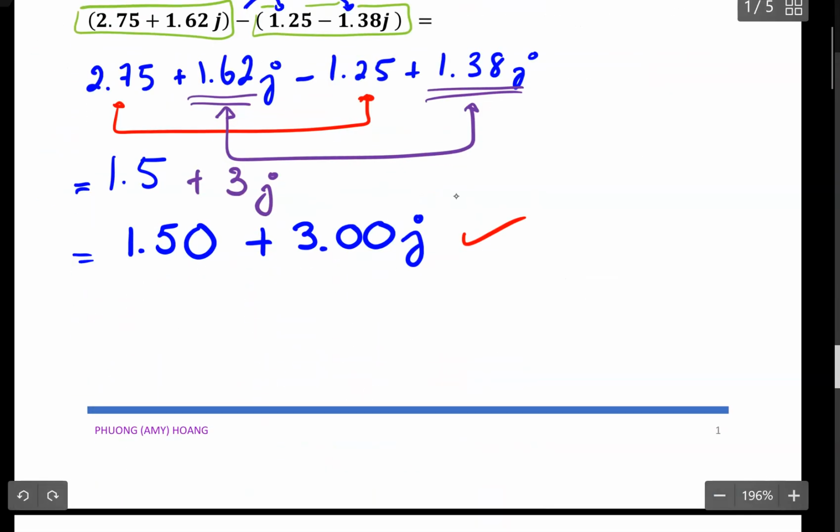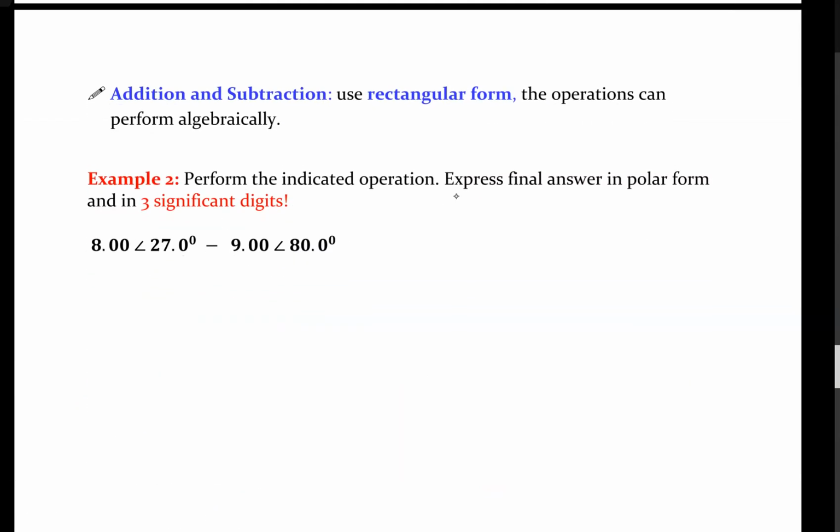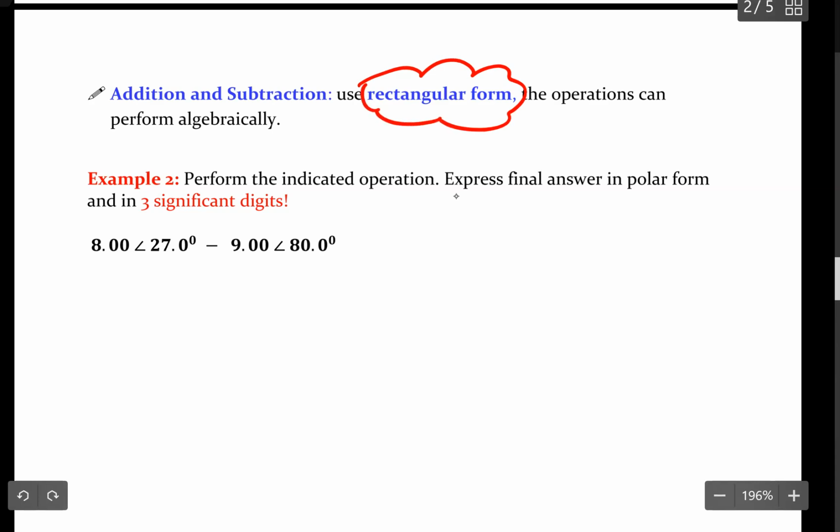So if you add or subtract complex numbers, there's no way that you can apply any rule for this, except that you have to convert these 2 complex numbers to rectangular form. We need to convert these complex numbers into rectangular form, and from that rectangular form, we can just use algebra to work with.